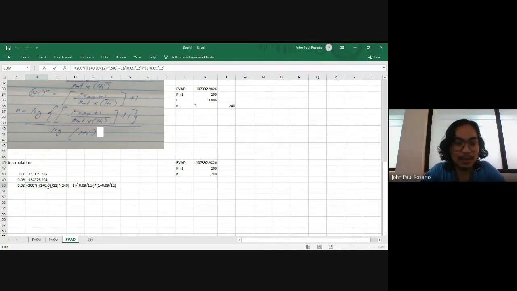Tapos, let's try 0.08. Tapos 0.08. Okay, so lower pagyapon no. Let's try 0.07. 0.07.